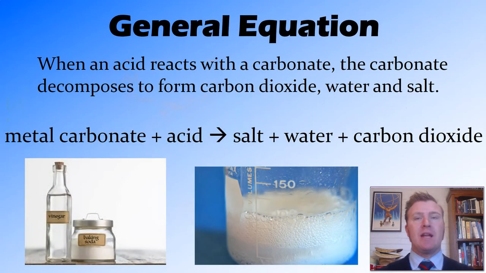So firstly, when acid reacts with a metal carbonate, it produces carbon dioxide, water, and a salt. Now remember, when we talk about salt, we're talking about any ionic compound. So that is a compound with a metal and a non-metal. And in most cases, this will be a polyatomic ion as the non-metal.